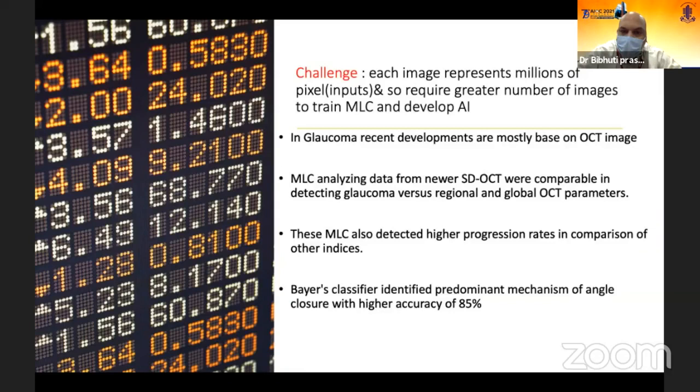classifiers and developing AI. In glaucoma, recent developments are mostly based on the OCT images, and MLC analyzing data from the newer SD-OCT is comparable in detecting glaucoma versus the regional or global OCT. And that is very important. The OCT is giving us pictures which are being converted into numericals. And these numericals are helping us in identifying the red and green disease as we see in the printouts. And so that is going to help us.